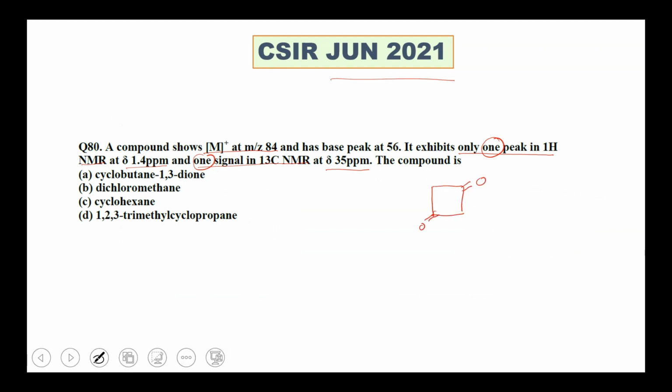So this is the carbon, and these are the CH2 carbon. So obviously this has two types of carbon. So option A is wrong. The second one is dichloromethane, CH2Cl2. This has one kind of hydrogen and one kind of carbon. So we can keep this in mind.